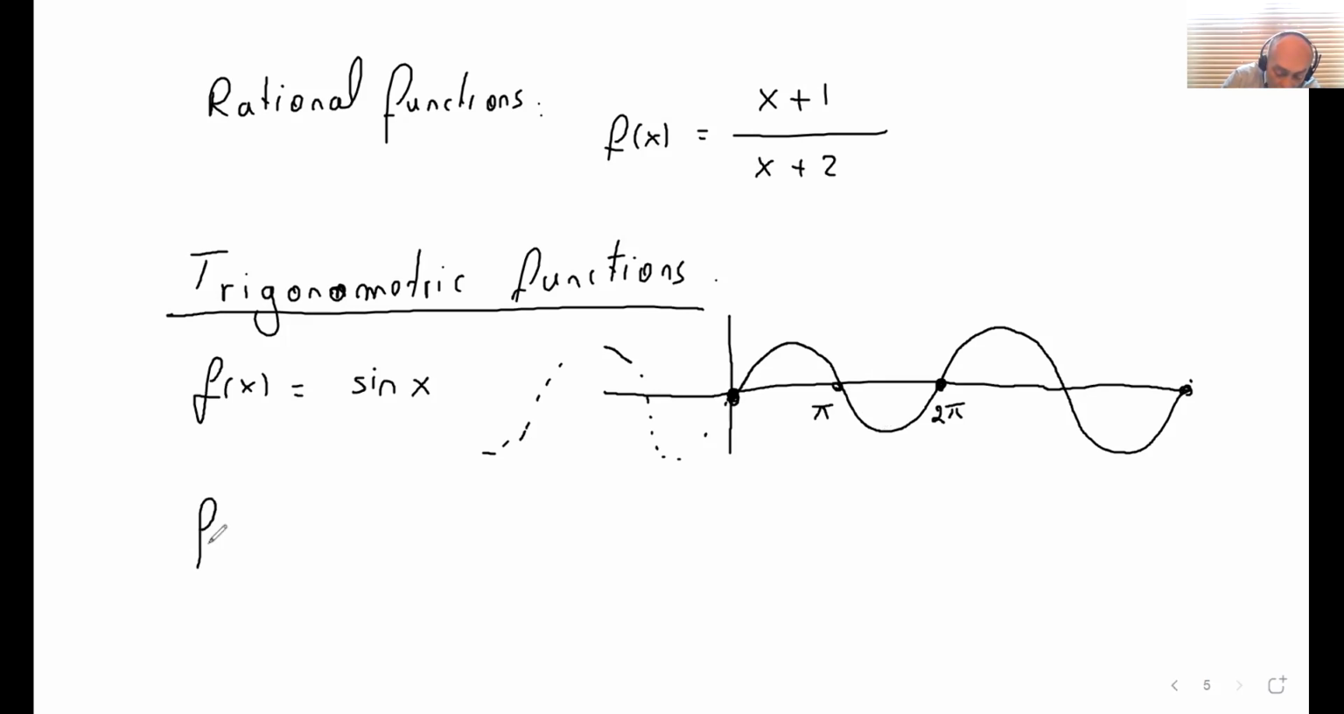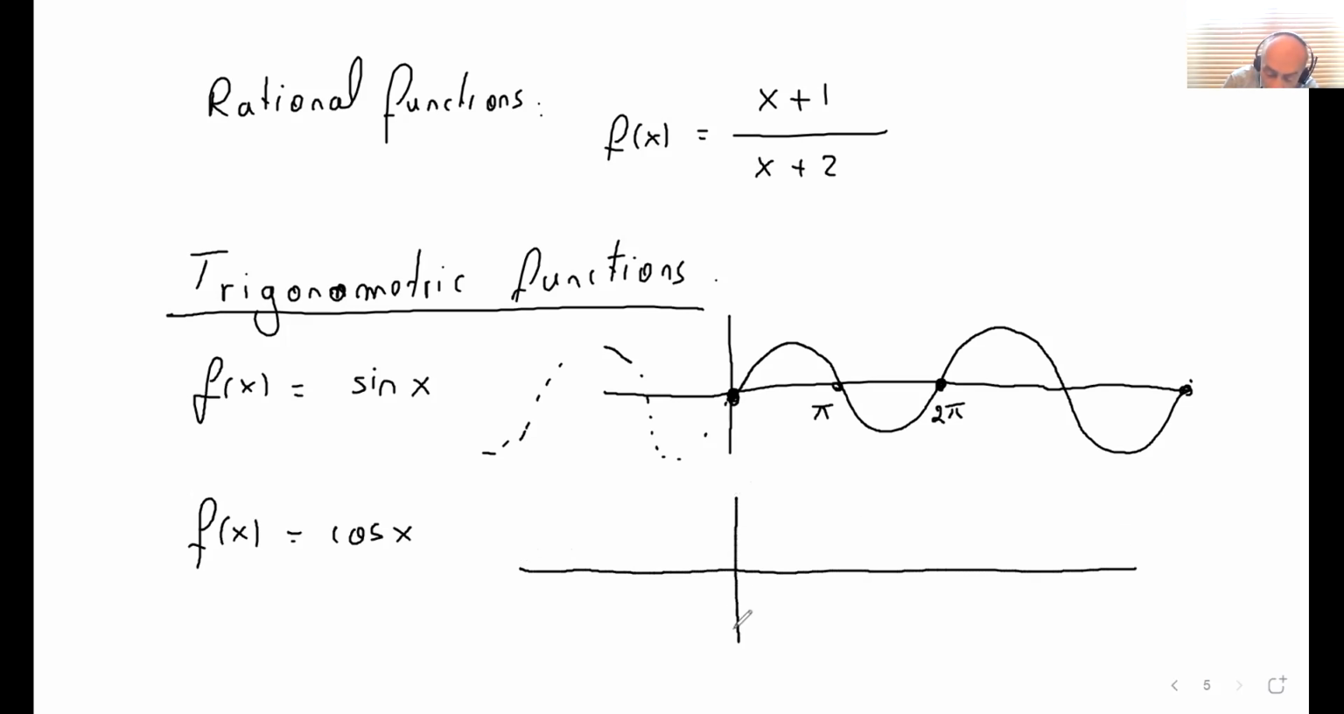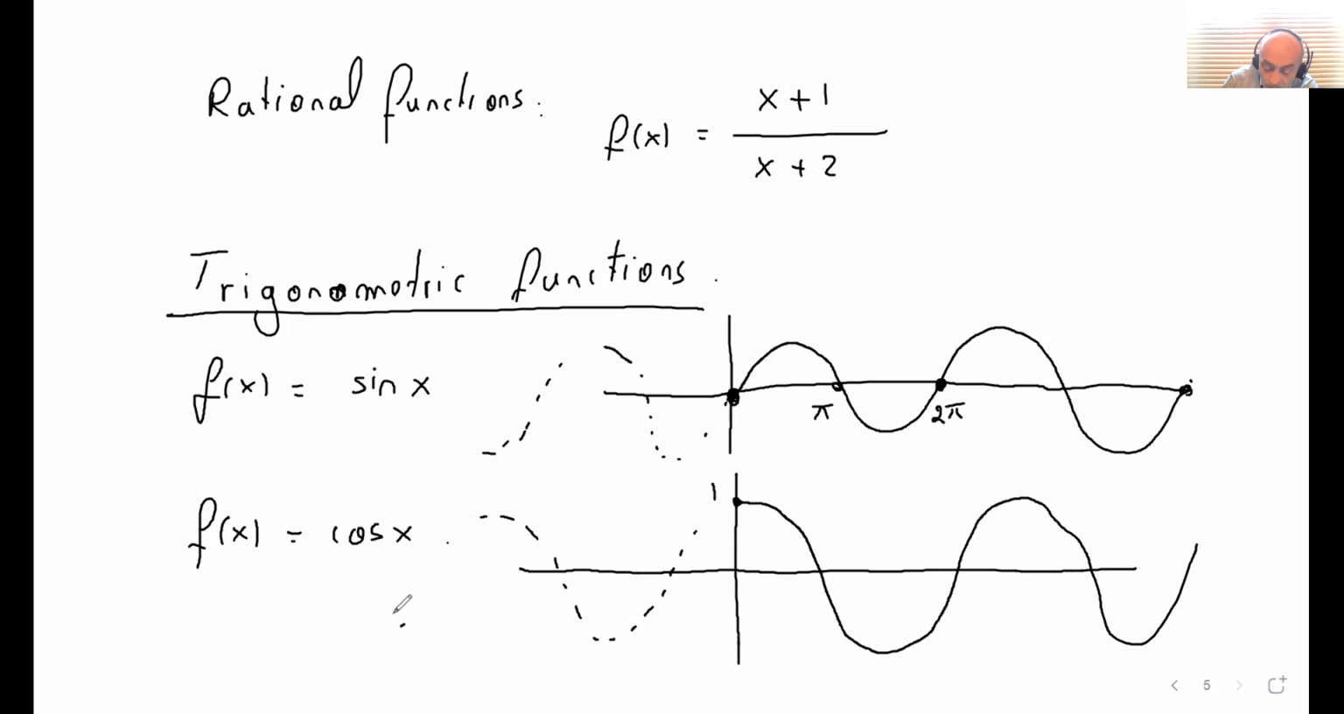And finally, I'm going to close with two other functions. Cosine x looks kind of like this one here, except that cosine doesn't start at 0, but rather it starts at 1 on the y-axis, and it goes down like this. So that's the graph of cosine. Remember that cosine is a bell shape, at least here around the origin, and it goes through this point, 1, here.